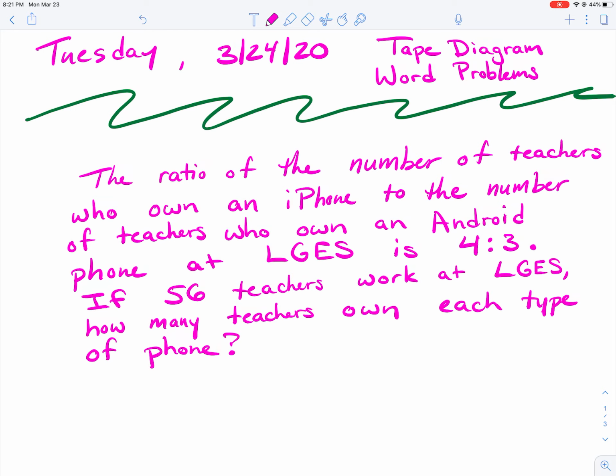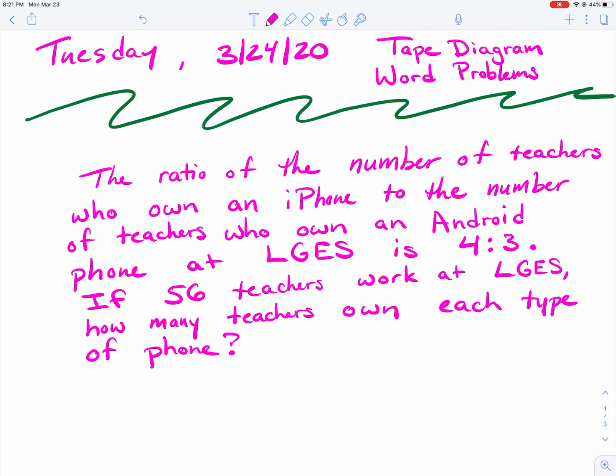So pause the video right now and set up your tape diagram and see if you can solve this problem. Yes, that means you. That means press pause. That means try the problem right now on paper. Go.